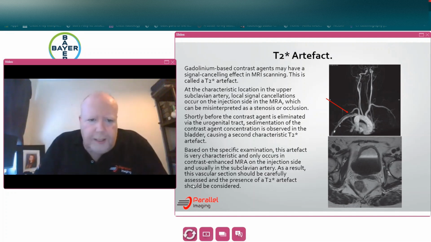So as I said, it only typically occurs in contrast enhanced MRA, and you will only see it on the injection side. Okay, so basically what you should do, if the patient comes with any suspected pathology in maybe the right subclavian vein, subclavian artery, consider using the left arm as an injection site, and it'll eliminate this kind of false positive or false negative, if you like.